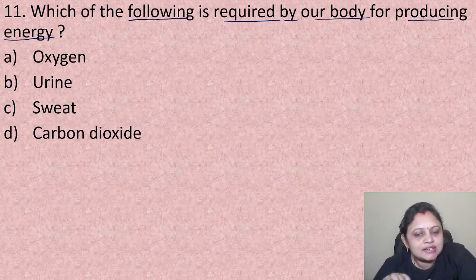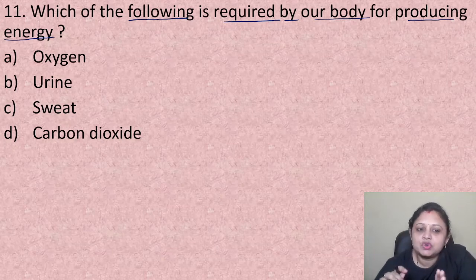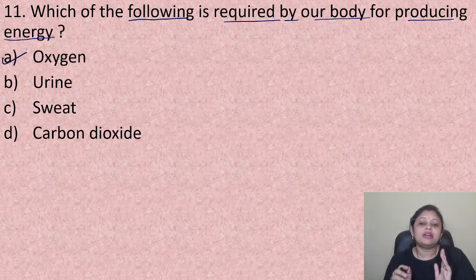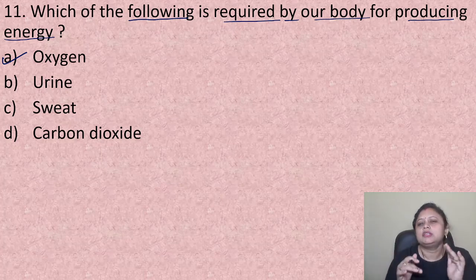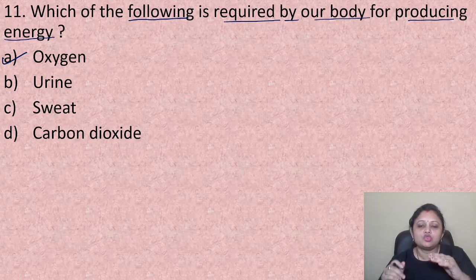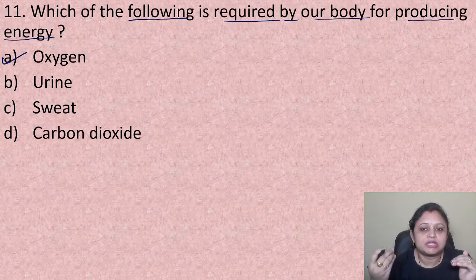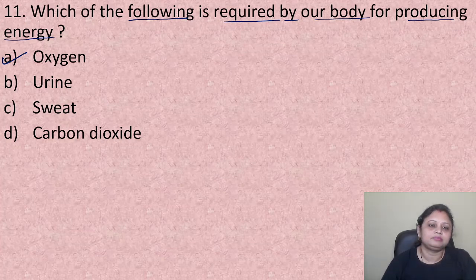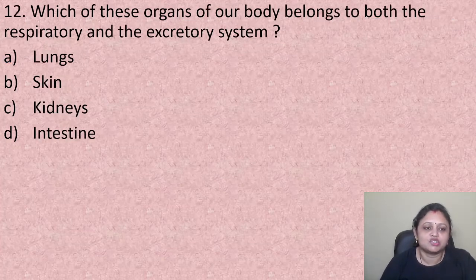Do you know the answer? If you know the answer, you can write in the comment section. Okay. So here the correct answer is oxygen. What happens is that oxygen reacts with the glucose present in our body. When it reacts with the glucose, it produces energy, water and carbon dioxide. Okay. So for that we need oxygen. Got it? Coming to the next question.